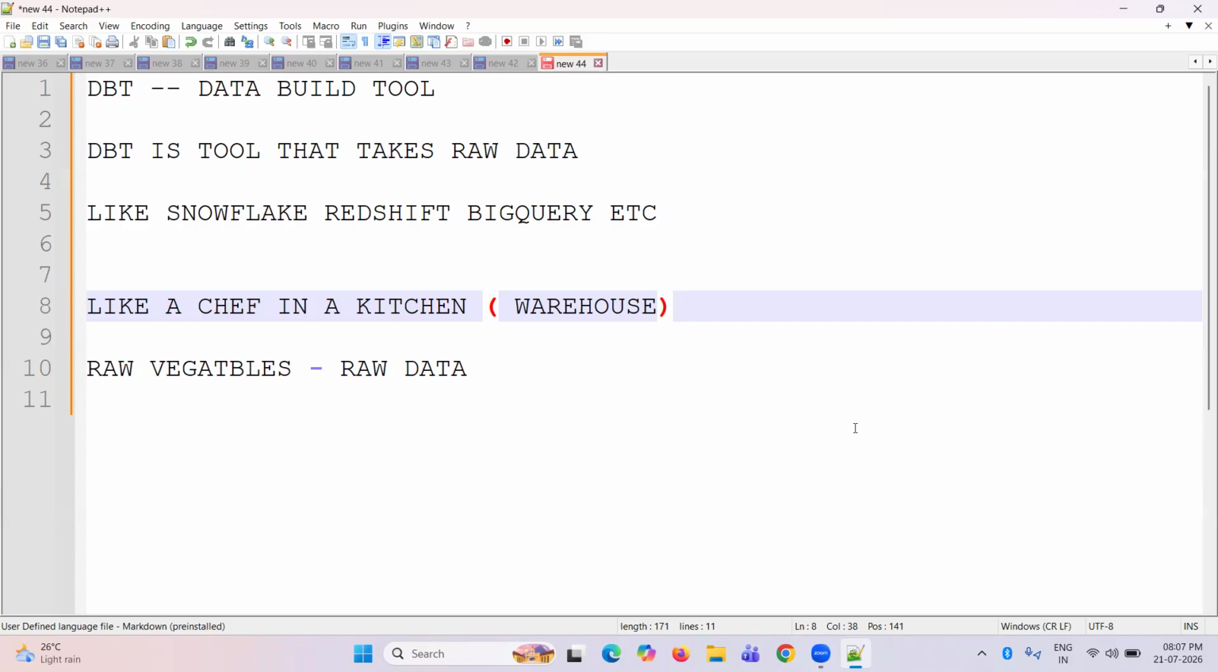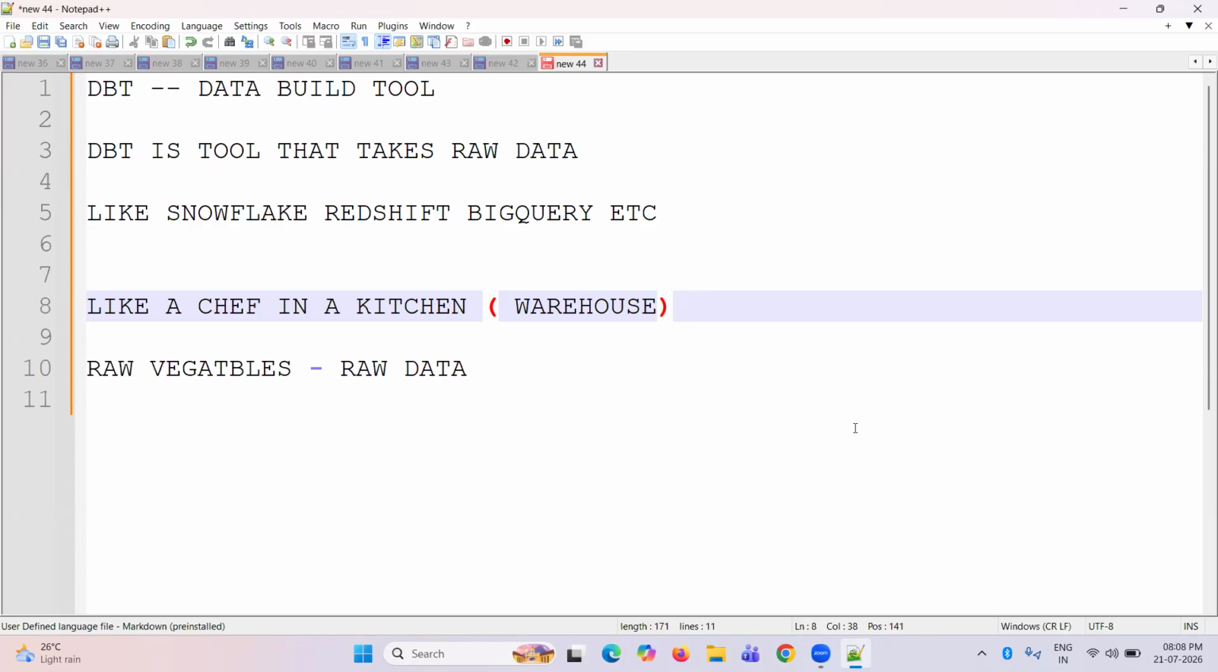So it's a very important point: DBT does not store data and DBT does not move data. DBT writes and runs SQL inside the warehouse. The data always stays inside Snowflake or whichever warehouse we use, like Snowflake, Redshift, BigQuery. So DBT is only the brain that tells the warehouse what SQL to run, in what order, and how to test it. It means suppose we are running any query in DBT, it does not run inside DBT.